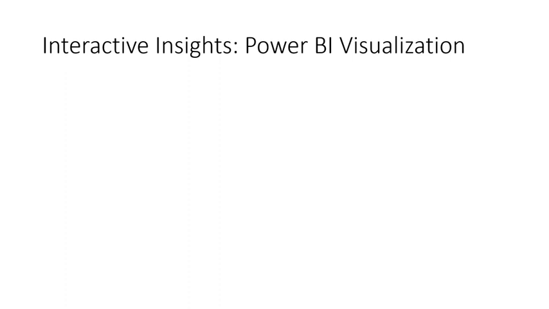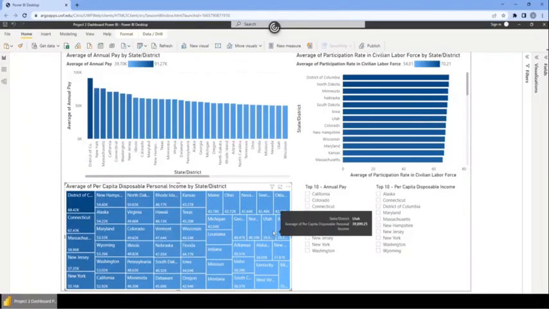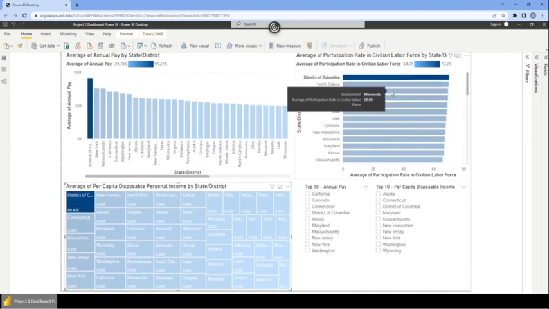Next, we are going to take a look at a Power BI visualization. This is an interactive dashboard that we can gain a little more analysis from. Using this interactive Power BI dashboard, we can analyze on a state level some statistics a little bit more easily. So we have average of annual pay, average per capita disposable personal income, and then average of participation rate in civilian labor force. So one statistic we look at here is we notice North Dakota, which has high participation rate, also has high per capita disposable income and fairly high average annual pay. Same goes for the District of Columbia, which leads the pack in each category.